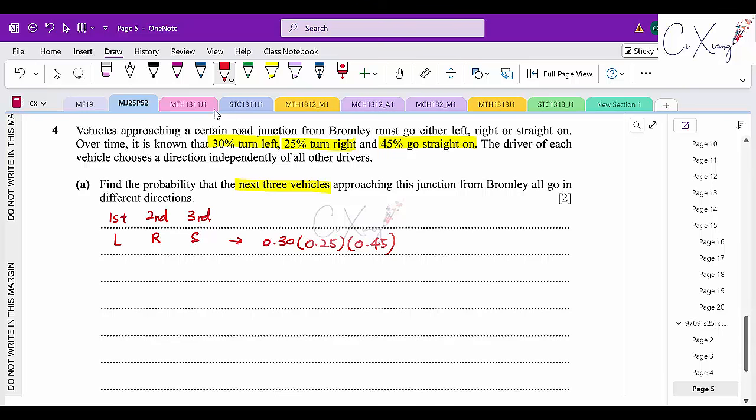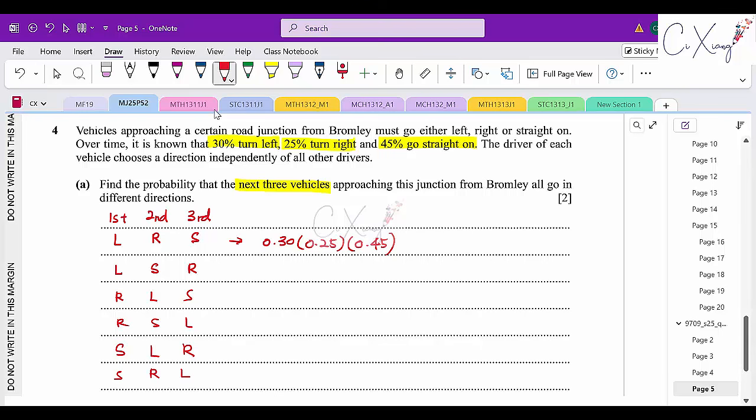But besides this one, it can also be left, then straight, and right. Because if the second vehicle goes straight and the third vehicle goes right, it is actually a different result. Correct or not? So we can also have right, left, straight; right, straight, left; then straight, left, right; then straight, right, left. You have to consider all the possible cases for the 3 vehicles here.